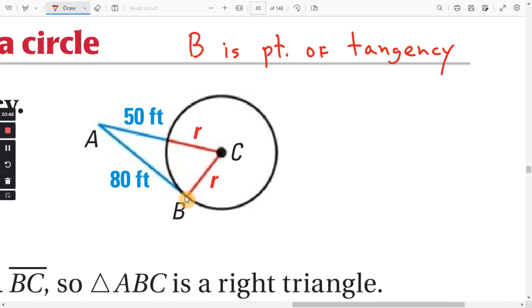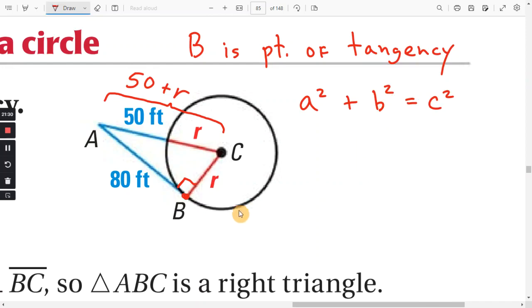All right, so since B is the point of tangency, this is a tangent line here, and this is going to be a right angle right here. All right, so we need the Pythagorean theorem. Now, this segment here in blue is 50, and this radius here is considered R. So if we took the side length of that whole side, it is going to be 50 plus R. All right, so we're still using the Pythagorean theorem. A squared plus B squared equals C squared.